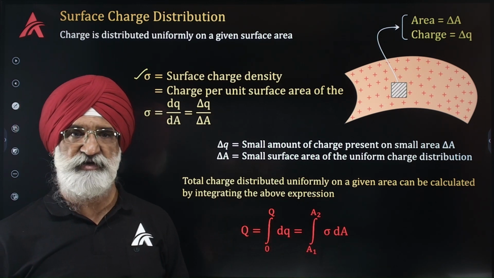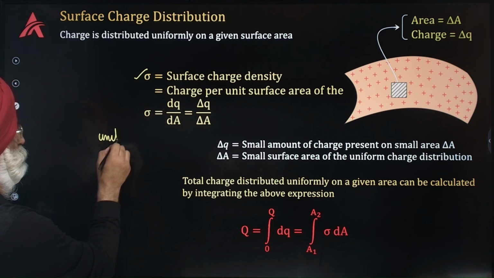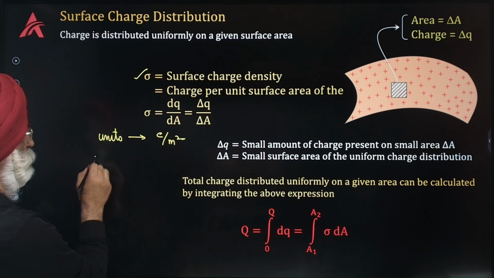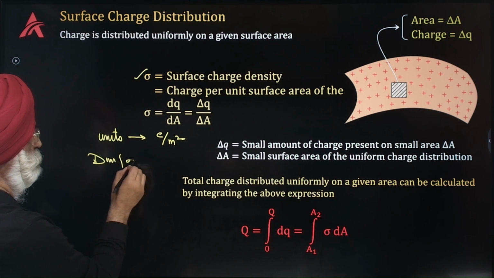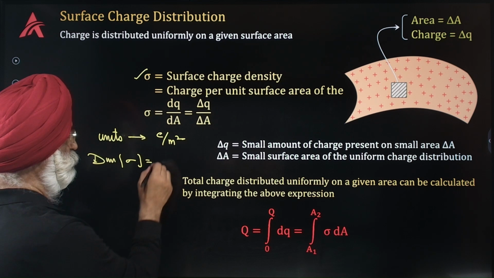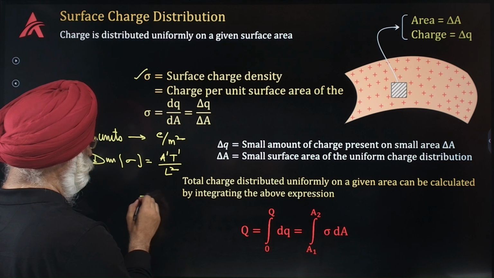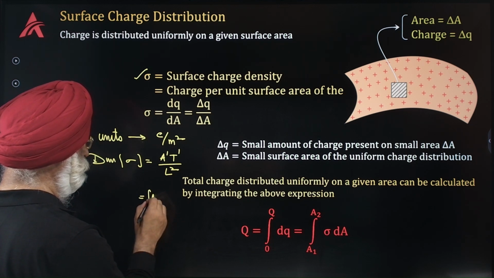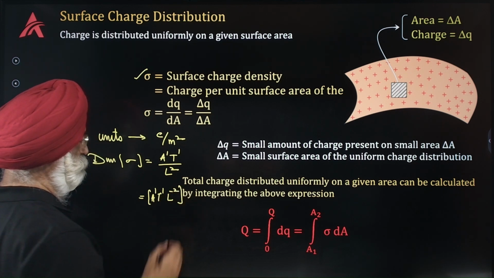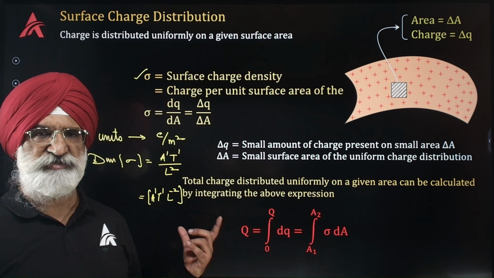Since sigma is again a physical quantity, what will be its units? The units of sigma are coulomb per meter square. And what will be the dimensions of sigma? Charge per unit area. Charge has dimensions A1, T1, and area has dimensions L square. So dimensions of sigma will be A1, T1, L minus 2. So this will be the dimensional formula for surface charge density, that is sigma.